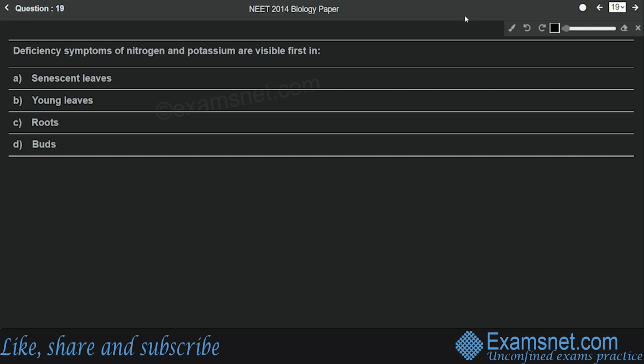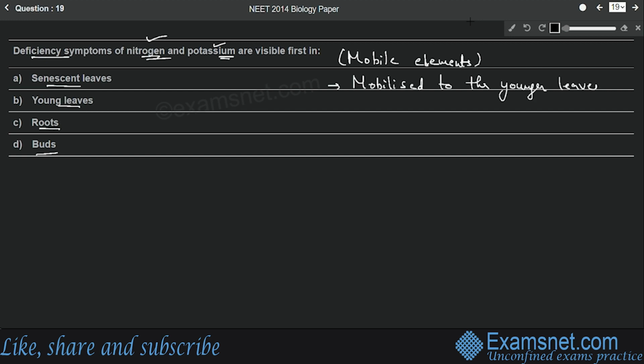Question number 19 is from the chapter Mineral Nutrition, and the question is, deficiency symptoms of nitrogen and potassium are visible first in. Options are senescent leaves, young leaves, roots and buds. So we know that nitrogen and potassium are mobile elements. Therefore, these are mobilized towards the younger leaves. So obviously the deficiency symptoms of these elements will be visible in the senescent leaves because they have been moved from the senescent leaves to the young leaves.